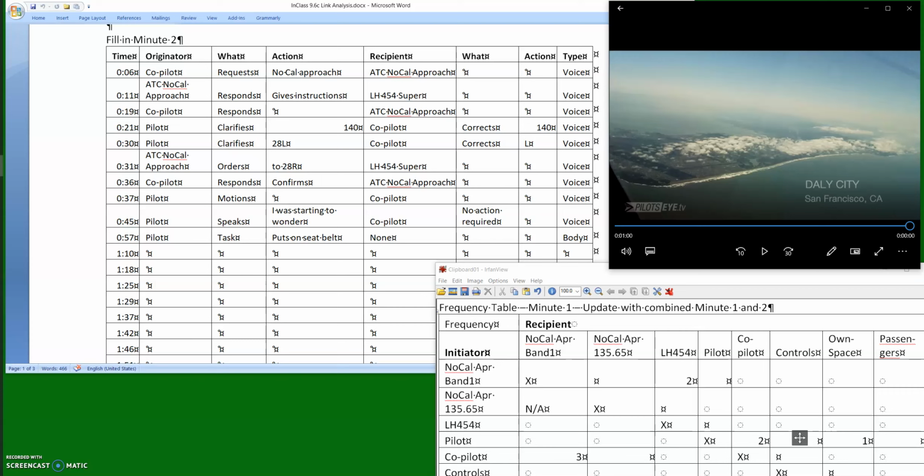And of course, your assignment, and we'll work through it, is to come up with this table here, the frequency table on the lower right, which is where we do our link analysis. So we'll need to look at the other minutes. So I'm going to pause this right now, and we'll continue with the second minute.